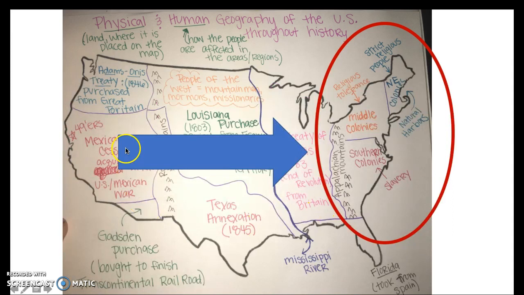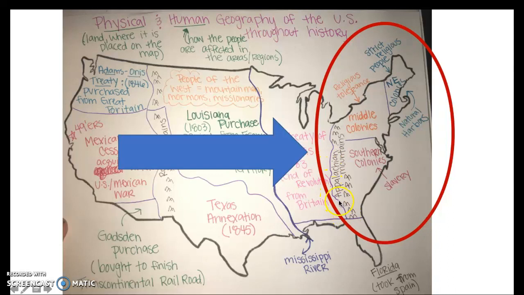So the first thing we're going to do is start at the beginning, when the United States started. So we're going to start all the way over here, and we're actually just going to work our way this way. We're going to start all the way over here with the colonies. So what I want you to do right now is, you see where my purple lines are? I want you to go ahead and mark out the original 13 colonies.